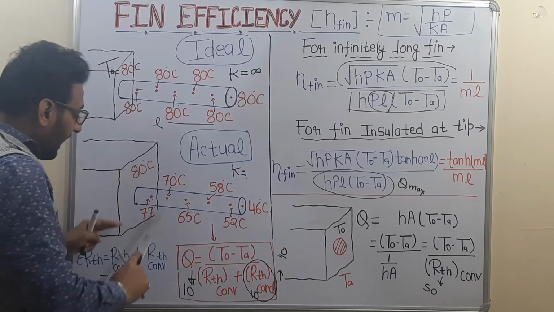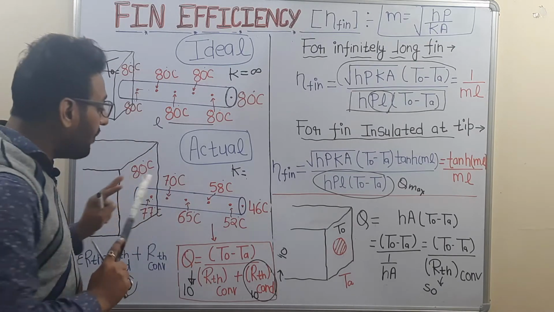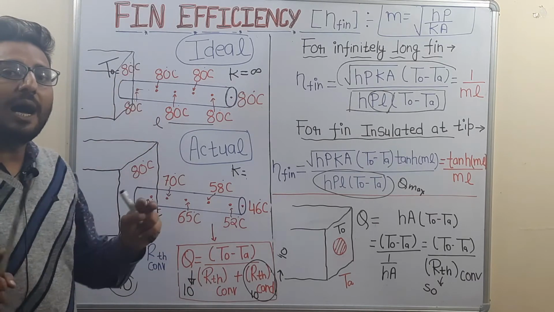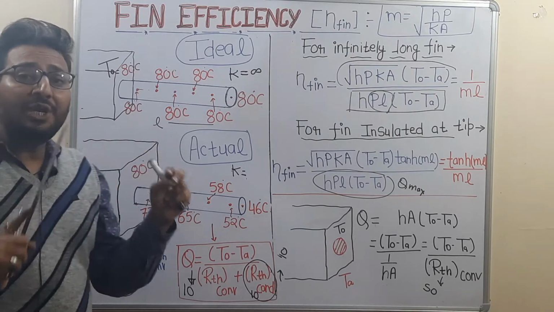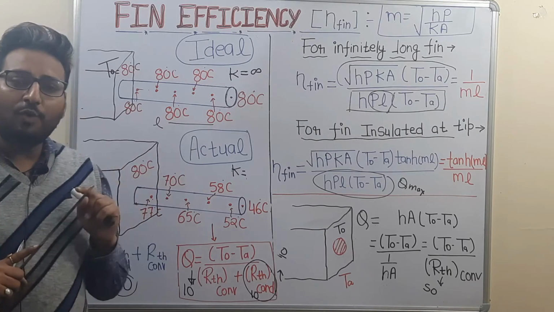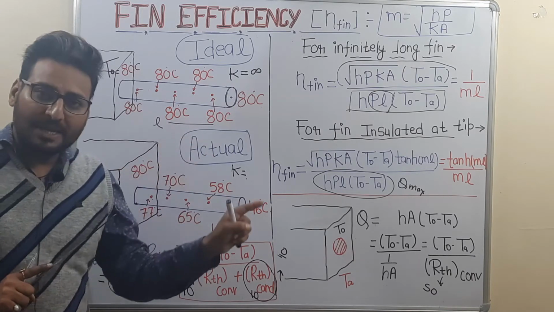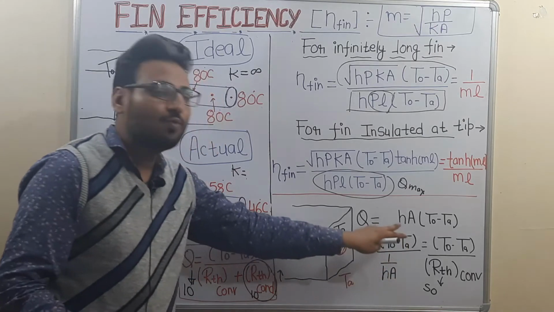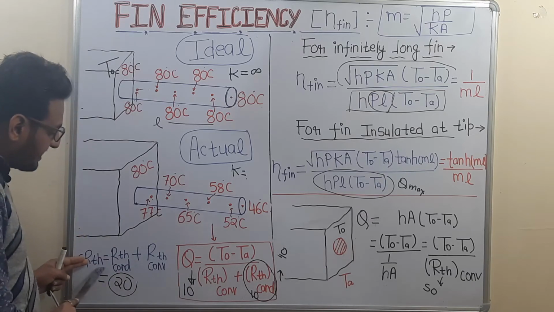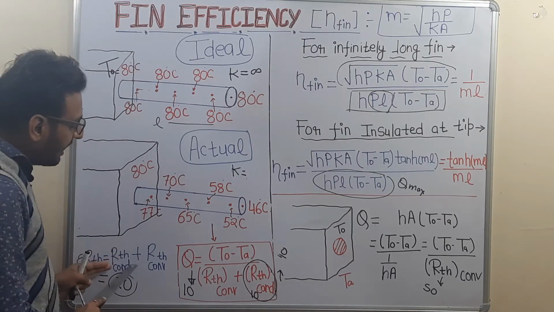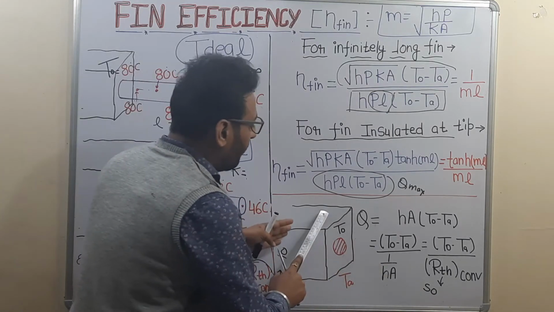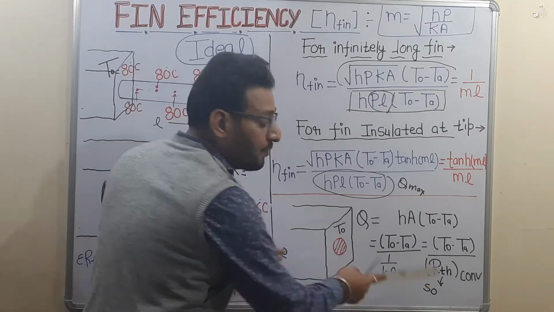But after the application of the fin, what is happening? We have introduced a conductive thermal resistance into our system. Now we need to design our system in such a way that our motive is fulfilled. Our motive was to reduce the thermal resistance and increase the heat transfer rate. So in the second case, the effective thermal resistance is given by the summation of conductive thermal resistance and convective thermal resistance. Suppose before applying the fin, the convective resistance was 50.